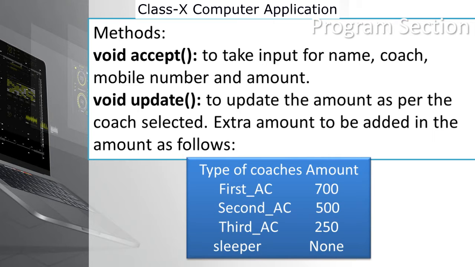If the customer opts for first AC, the amount should be 700 rupees, second AC 500 rupees, third AC 250 rupees. The last one is sleeper, and for the sleeper you do not have to pay any extra amount. So I am repeating the condition of the program: first AC 700 rupees, second AC 500 rupees, third AC 250 rupees, and sleeper none, which means you need not pay any amount for sleeper.